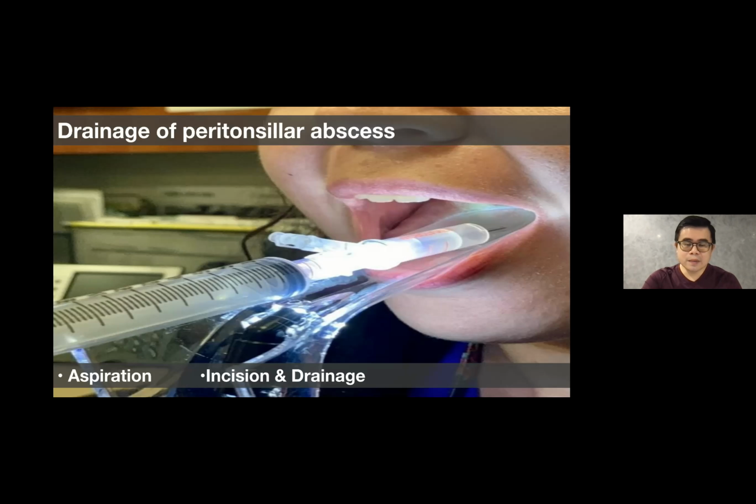So in terms of other equipment, we need to be able to free both our hands. So we need a headlight to shine inside the mouth to see what we're doing. We need a tongue depressor so that we can see the tonsils clearly. Local anesthetic spray. And we need a needle with syringe to aspirate. And then we need a scalpel or a blade to make our incision, and an artery forceps to open up the incision.